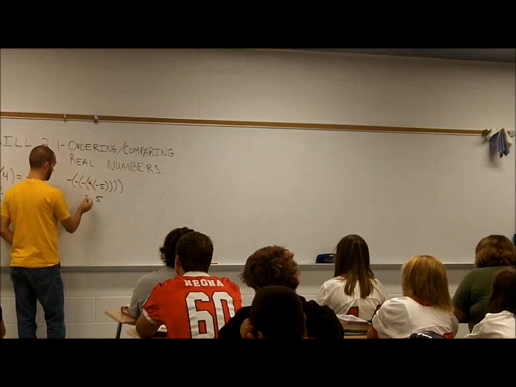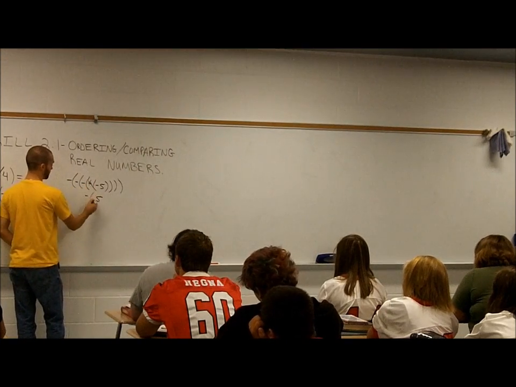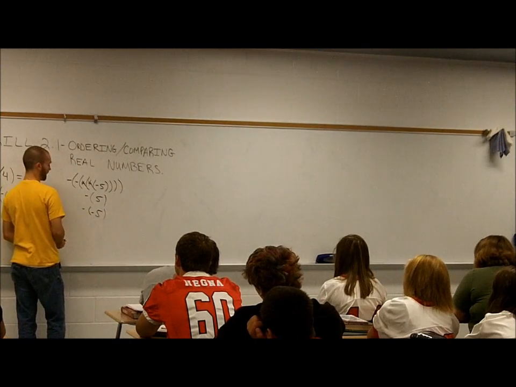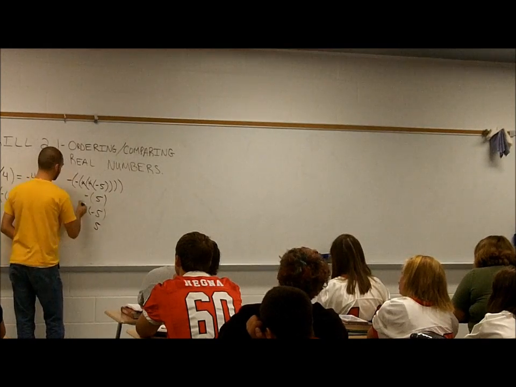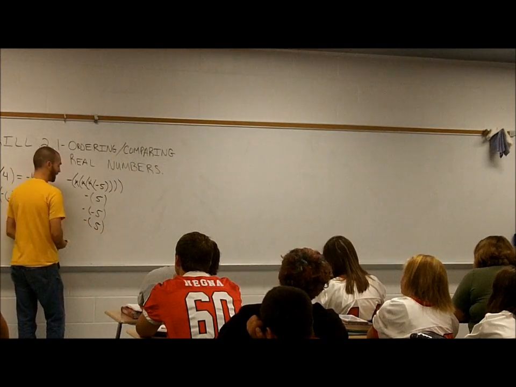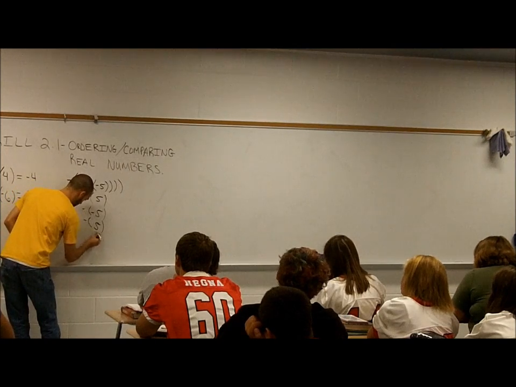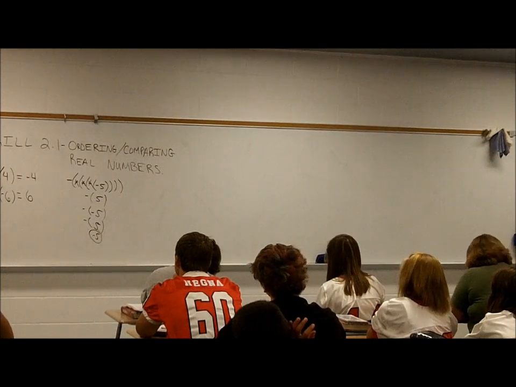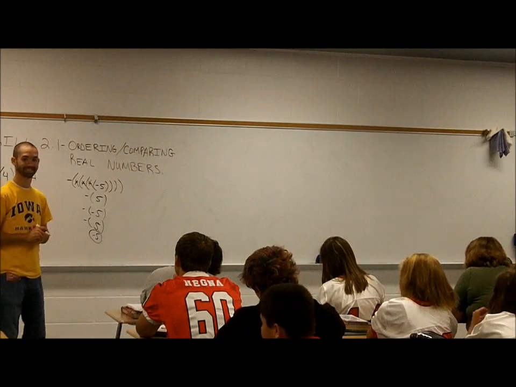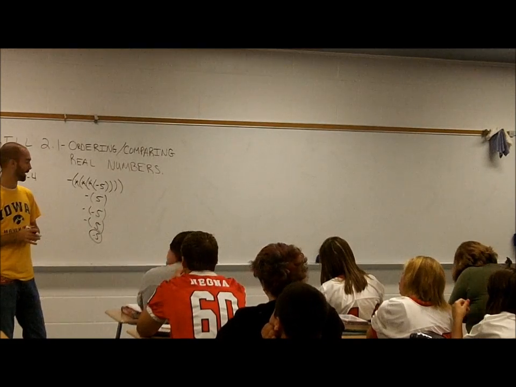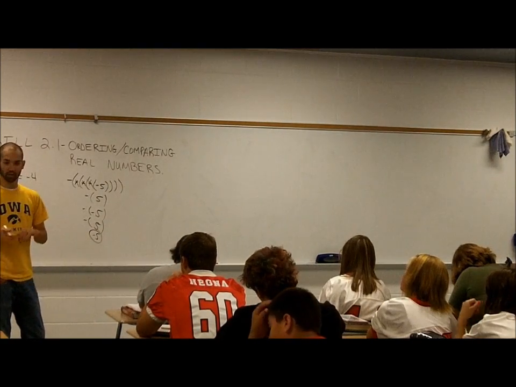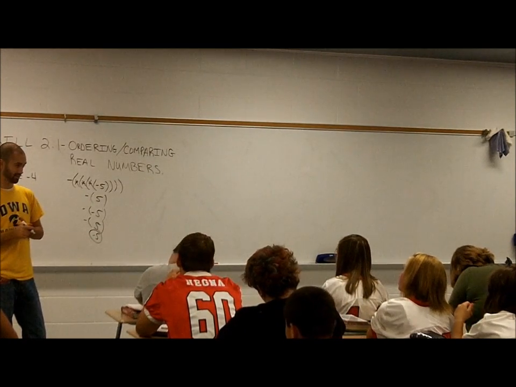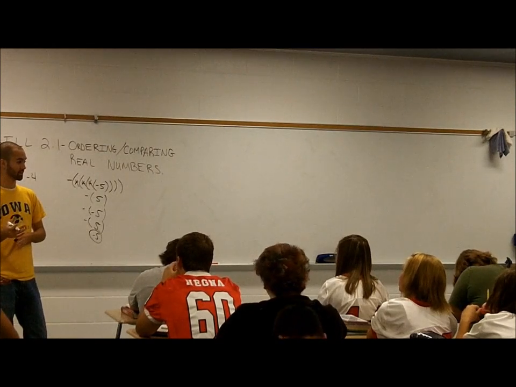Okay, so this one's gone. The opposite of 5 is negative 5. The opposite of negative 5 is 5. The opposite of 5 is negative 5. So the opposite of the opposite of the opposite of the opposite of negative 5 is negative 5. Makes sense? Okay, good. So we're clear with opposites? What's the opposite of x? Negative x. Whatever x is, it's the opposite.